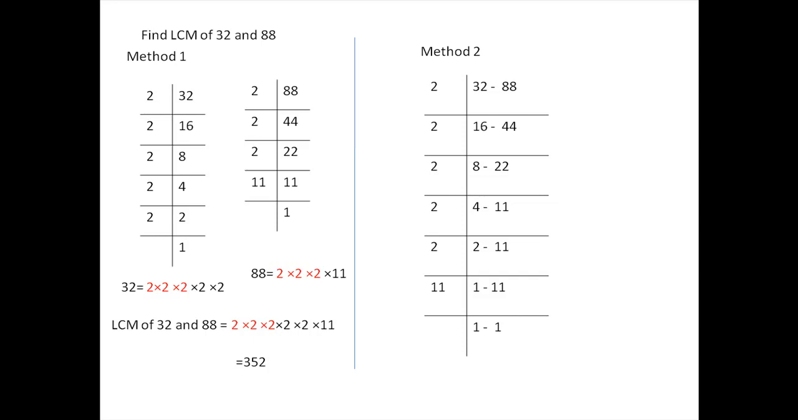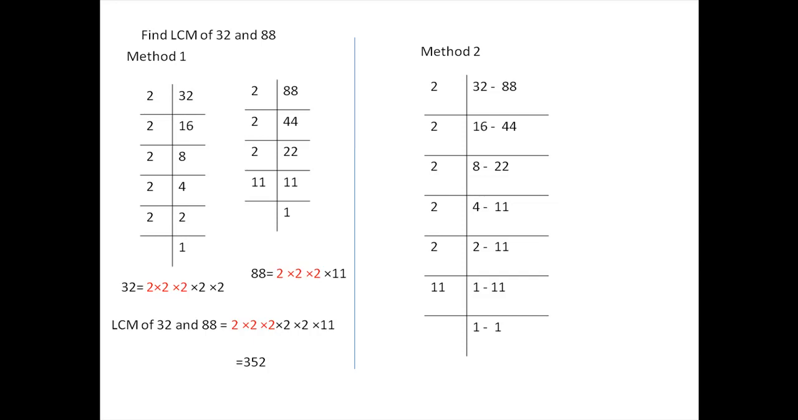Here in HCF we stop at this point, but in LCM we continue dividing, because 4 is divisible by 2. So I divide 4 by 2. 11 is not divisible by 2, so it comes down in the same position. 4 divided by 2 gives us 2. Again we divide by 2, so 2 divided by 2 gives us 1, and 11 remains the same. Next we divide by 11, so it gives us 1.